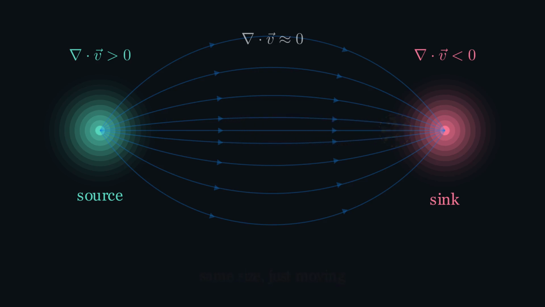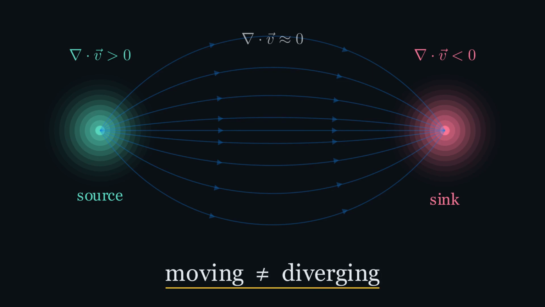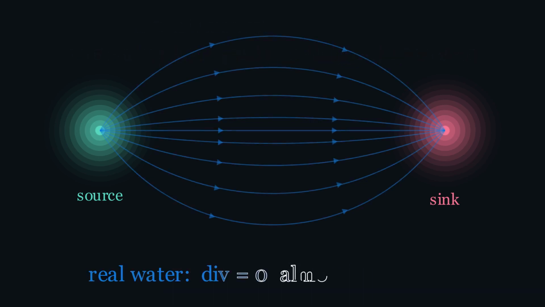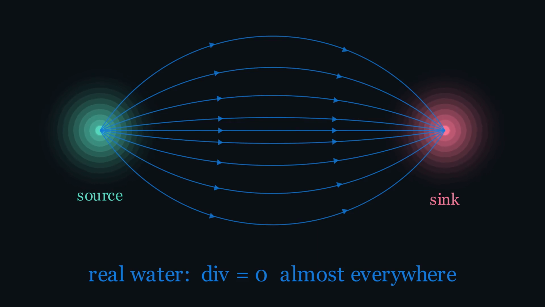This trips people up constantly. Motion is not divergence. You can have furious flow with zero divergence, and you can have divergence at a point where, on average, things feel weirdly still. Divergence isn't asking, is the water moving? It's asking, is the water appearing or disappearing? And in the real world, for regular incompressible water, it basically never appears or disappears, which means real water has zero divergence almost everywhere. And that fact turns out to run a shocking amount of physics.